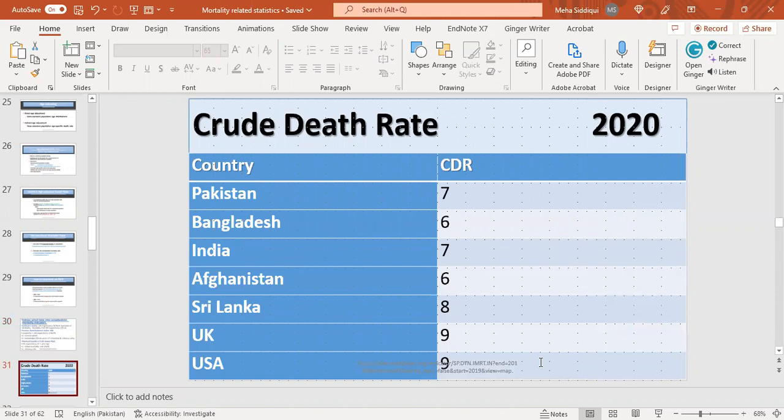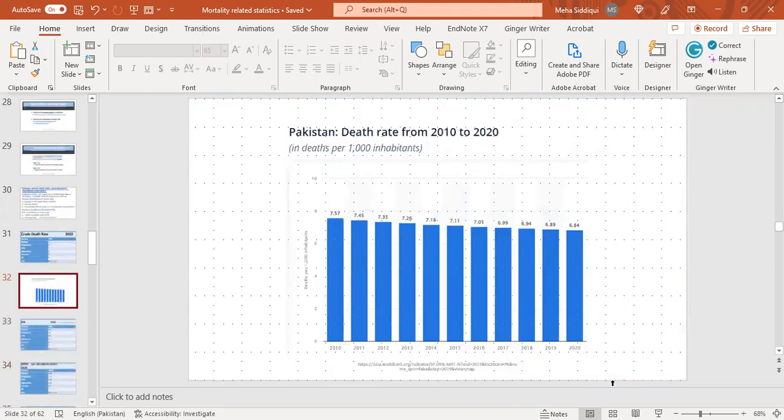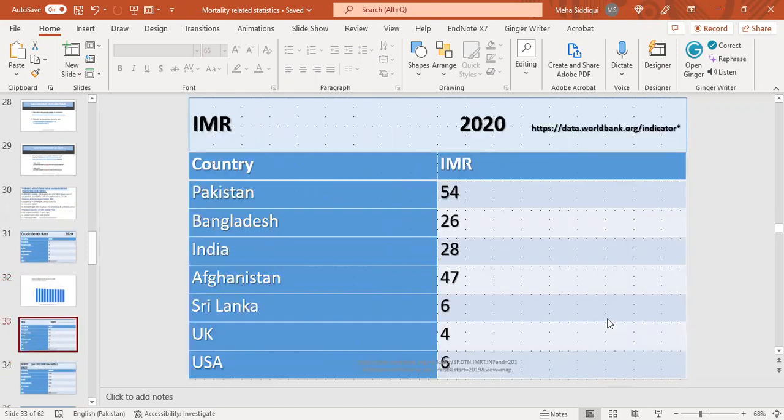First comes crude death rate. In Pakistan, it is 7, then Bangladesh says 6, and in the developed countries, like in UK and USA, it is 9. And we can see the graph of the death rate that it was 7.57 in 2010, and it slightly declined to 6.84 in 2020.